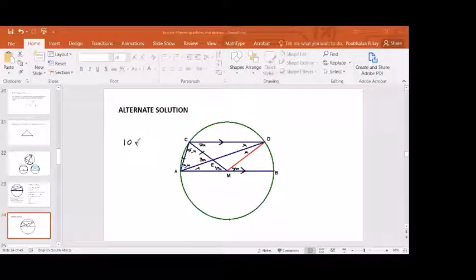And the sum of these two is 180 degrees. Therefore, x is 18. And we wanted CAM, and that is 4x, which is 4 times 18.